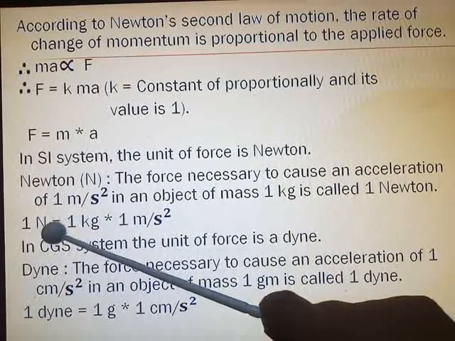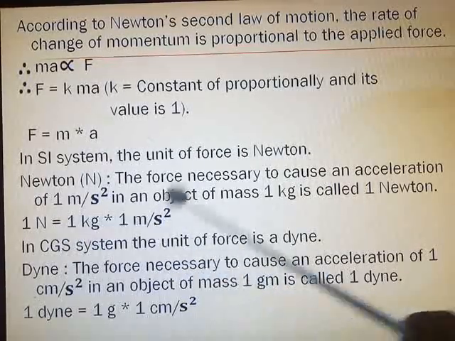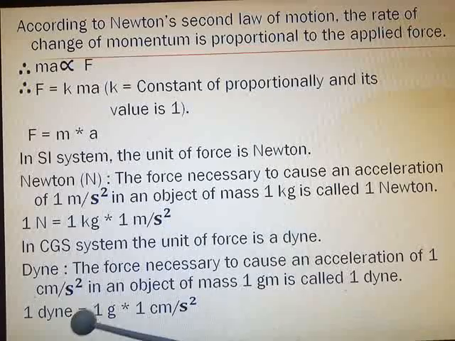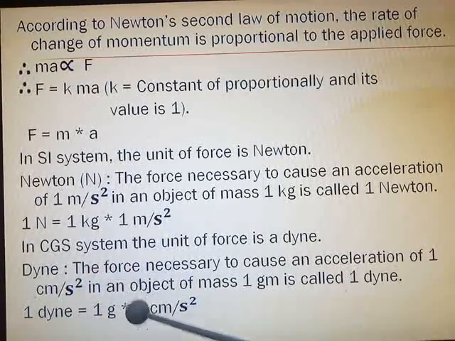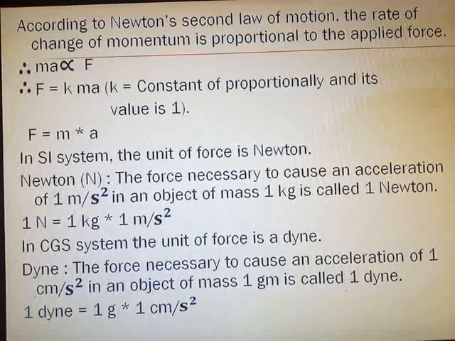So what is 1 Newton? 1 kg multiplied by 1 meter per second square. And what is 1 dyne? 1 gram multiplied by 1 centimeter per second square.